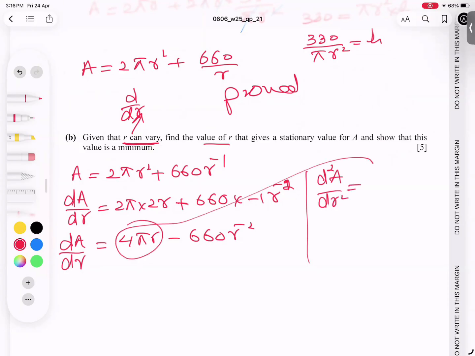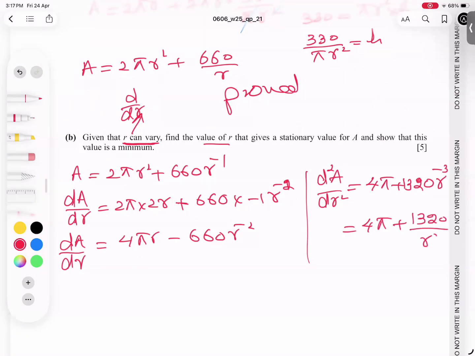What is it? 4 pi r, the derivative is 1. So 1 into 4 pi is 4 pi. This negative 2 goes down, so positive, and I got 0, 2, 6 are 12, and 1, 3, 2, 0, and r to power 1 less. So this second differentiation is ready.